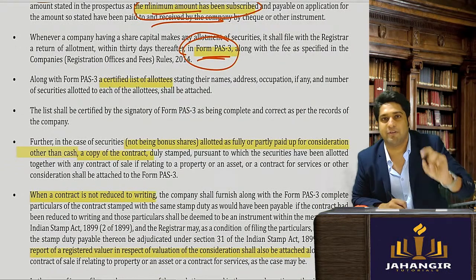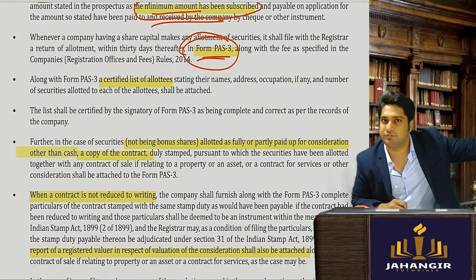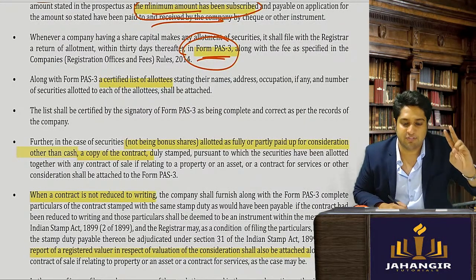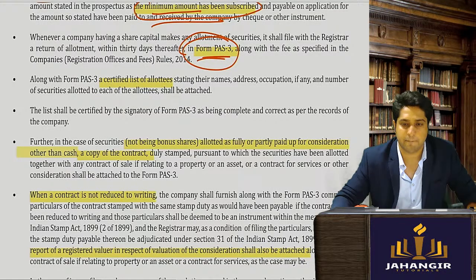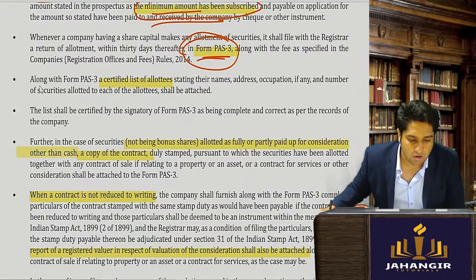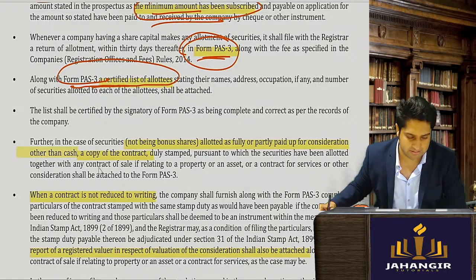Till now in the chapter we have done PAS 2 for shell prospectus and information memorandum, and we have done PAS 3 which is return of allotment. Clear till here? Next, along with PAS 3, a certified list of allottees has to be given, that is, how many allottees there are, etc.